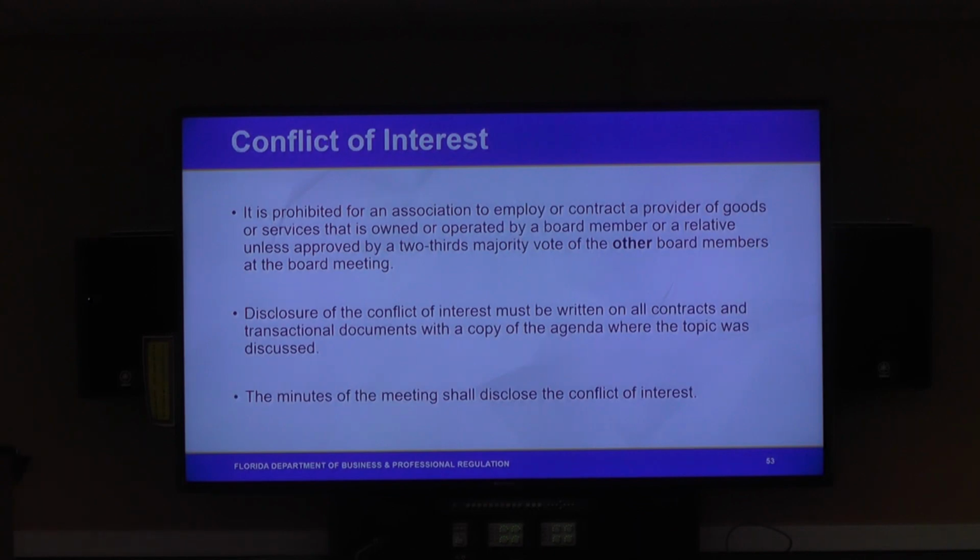Conflict of interest. It is prohibited for an association to employ or contract a provider of goods or services that is owned or operated by a board member or relative unless approved by a 2/3 majority vote of the other board members at the board meeting. Disclosure of the conflict of interest must be written on all contracts and transactional documents, with a copy of the agenda where the topic was discussed. The minutes of the meeting shall disclose the conflict of interest. The existence of the conflict of interest must then be disclosed at the next unit owner meeting.